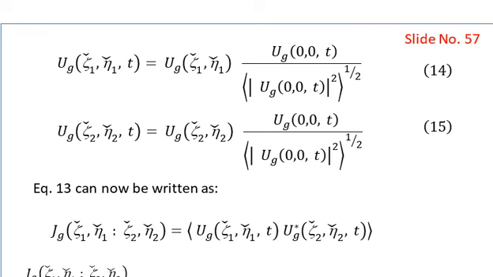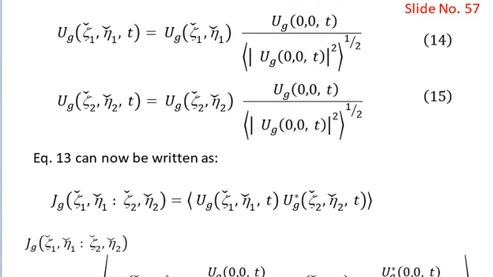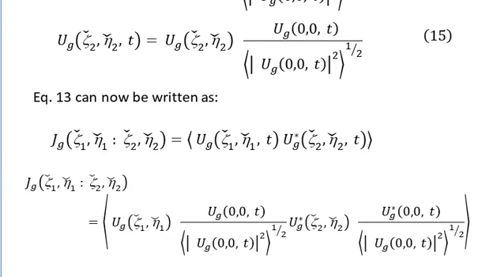When we write down the intensity using the left hand quantities, ug as a function of zeta 1, eta 1 and time, and ug as a function of zeta 2, eta 2 and time. Now you know we have written, in equation number 13, the mutual intensity between the 2 points also as a function of time.